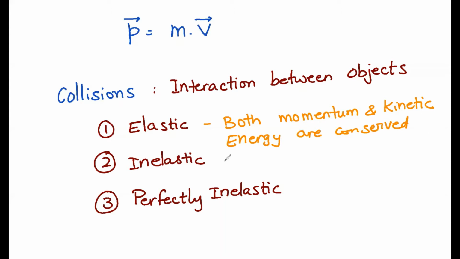Or when we are on a skateboard, and if the friction is negligible, then we can assume those collisions to be elastic in nature. So when we are ignoring friction, we can assume the collisions to be elastic. But realistically, there is no collision that is perfectly elastic in nature. Now, what is an inelastic collision? In an inelastic collision and perfectly inelastic collision, only momentum is conserved.